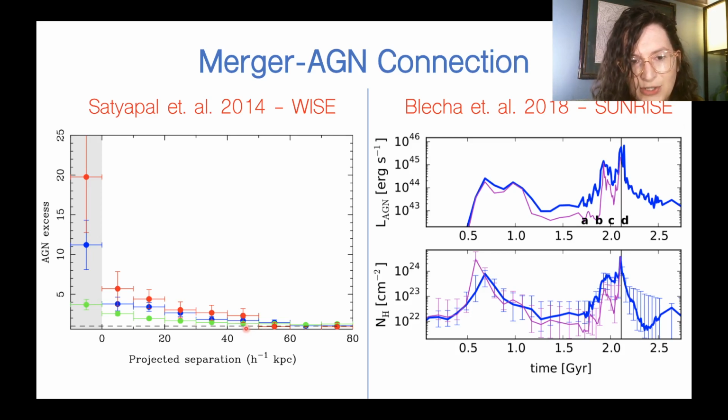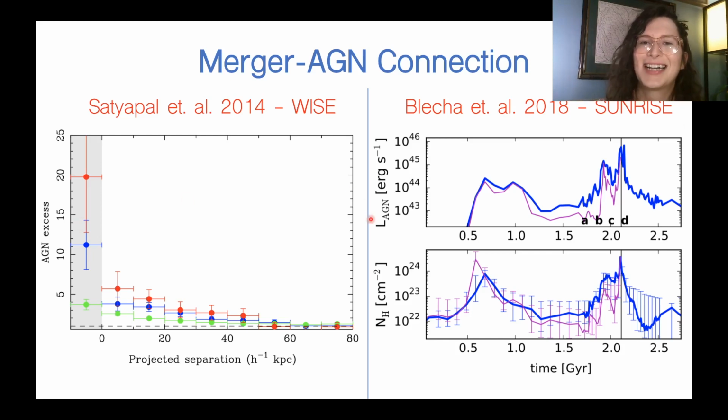And so what we see is, while there is an increase in the AGN excess with decreasing separation in the visible spectrum, there's a much more dramatic increase in the infrared. And what that indicates to us is that there is potentially some obscuration occurring there, making it difficult for visible observations. On the right-hand side, then, a simulation.